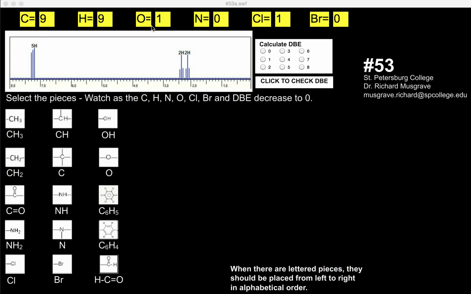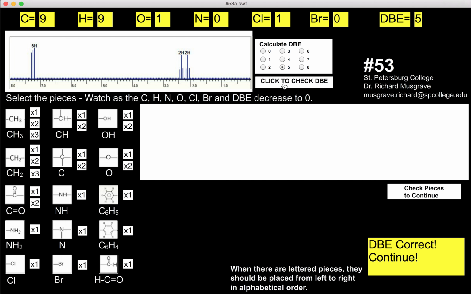This one is C9H9OCl. This would have 5 double bond equivalents. We have an aromatic ring, 7 to 8, 6, C6H5, so 5H.